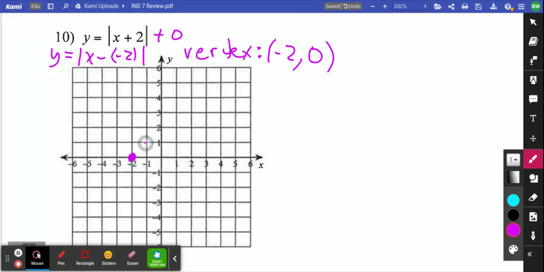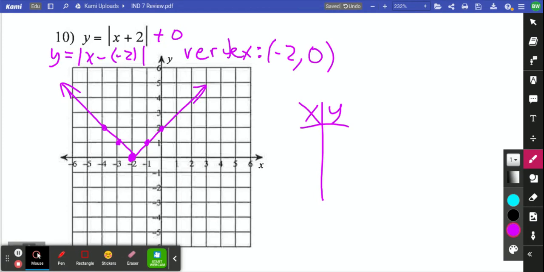Let's plot that. -2, and then that's our vertex. We go both sides, up and over. I'll make that better. There we go. Okay, so that's it. Again, you can plot the points instead with this type of table if you want to. You can do it either way.